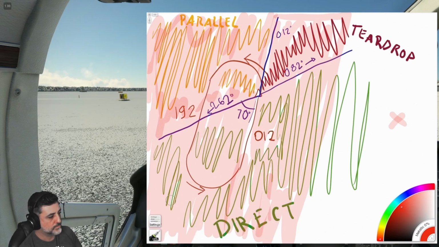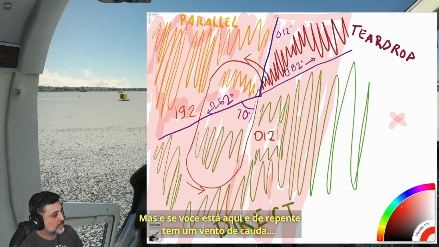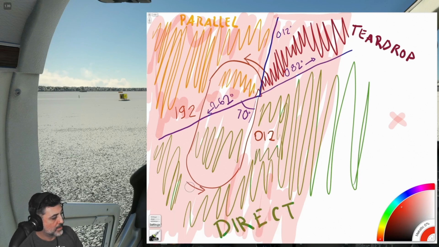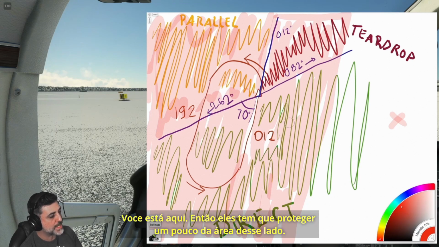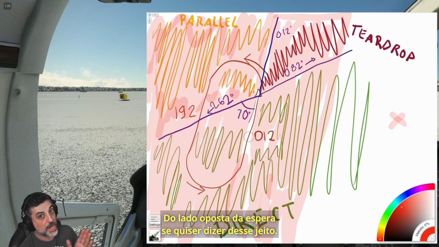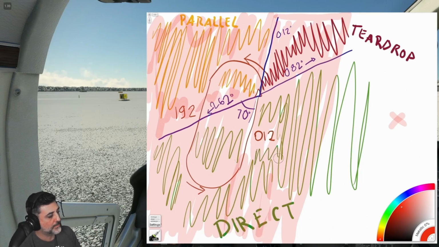You're gonna be fine, right? But what if you're turning in and all of a sudden you're down here, and there's a tailwind that just hits you real hard and blows you all the way over here? Before you realize, oh, whoa, we blew through the inbound, let's go back, you're over here. So they have to protect a little bit of the terrain on this side, right? On the opposite side of the hold, if you wanna say it that way.